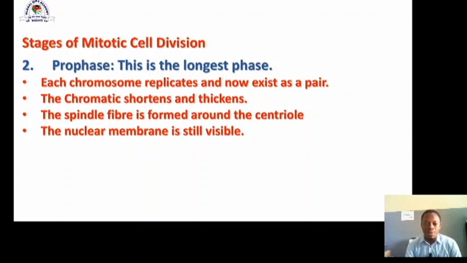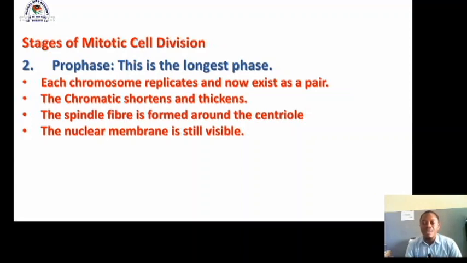Another thing that happens during prophase is that the chromatid shortens and thickens. In other words, the chromosome becomes condensed. The spindle fibers are formed around the centriole. This centriole is an organelle inside the cell that is responsible for cell division.